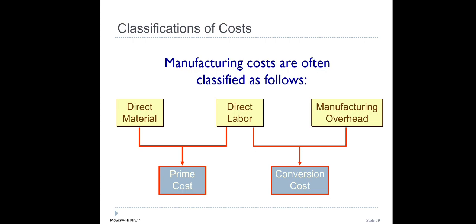Conversion cost, on the other hand, equals direct labor cost plus manufacturing overhead cost. This one you have to memorize. If somebody asks you to calculate conversion cost, then you have to know conversion cost equals direct labor cost plus manufacturing overhead cost.